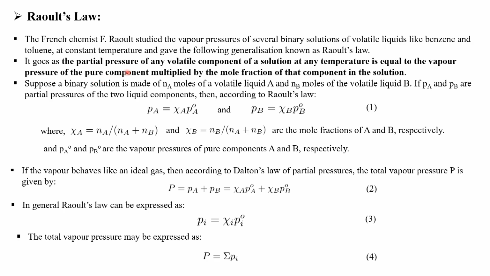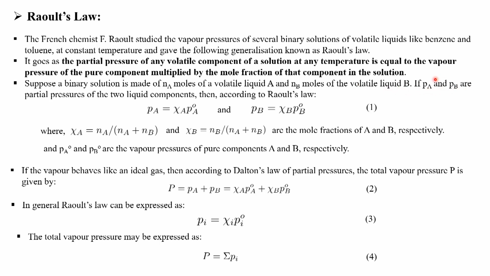It goes as: the partial pressure of any volatile component of a solution at any temperature is equal to the vapor pressure of the pure component multiplied by the mole fraction of that component in the solution. Suppose a binary solution, binary means two component system, is made of Na moles of a volatile liquid A and Nb moles of the volatile liquid B.